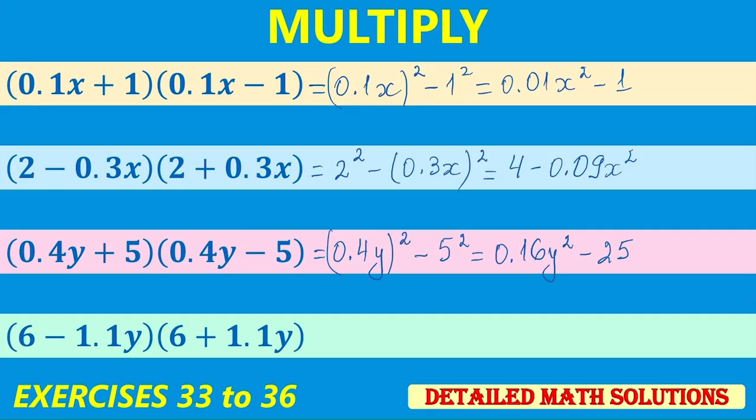Next exercise, multiply (6 - 1.1y) and (6 + 1.1y). When I apply the formula, this equals 6 squared minus (1.1y) squared, which equals 36 minus 1.21y squared.